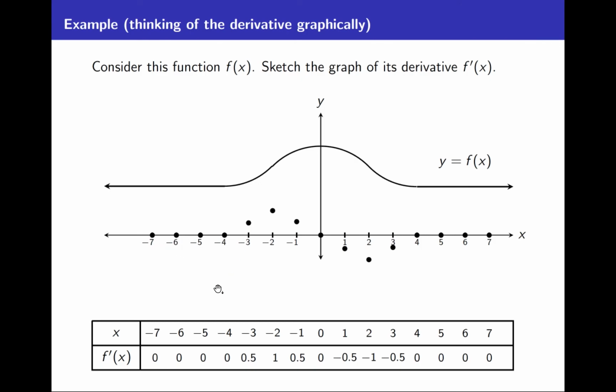So connecting the dots here, we have a graph of y equals f prime of x. It looks like this blue graph. It's 0 when the slopes to f of x are 0. It's positive when the slopes to f of x are positive. f prime is negative when the slopes to f of x are negative, and so on.